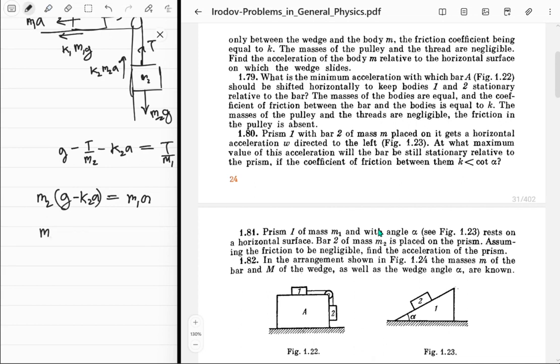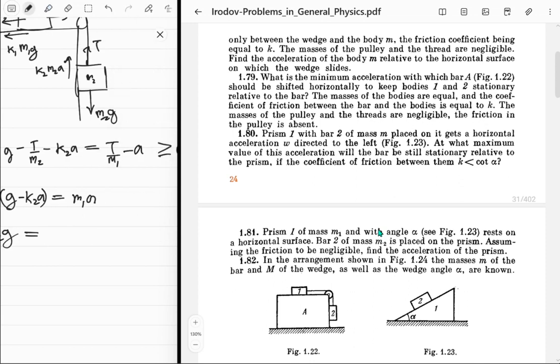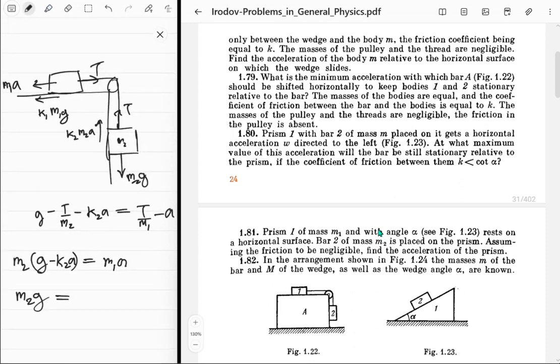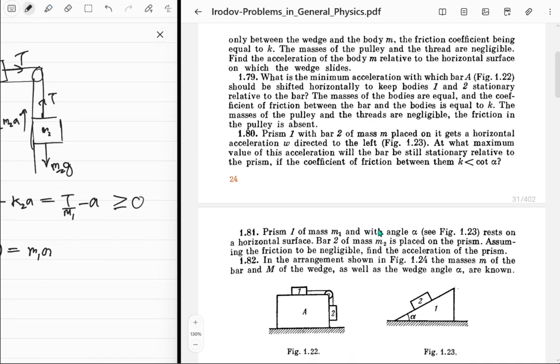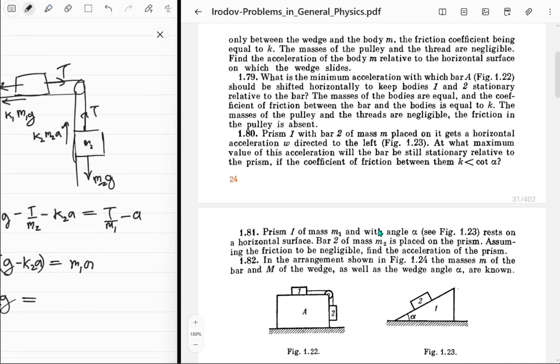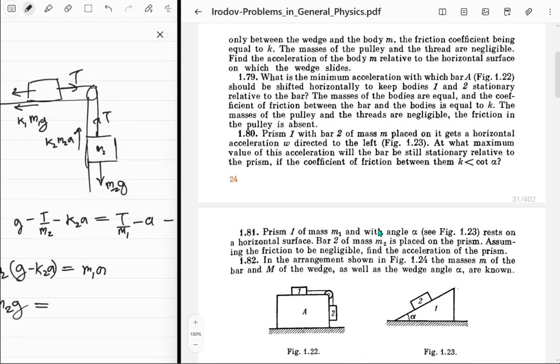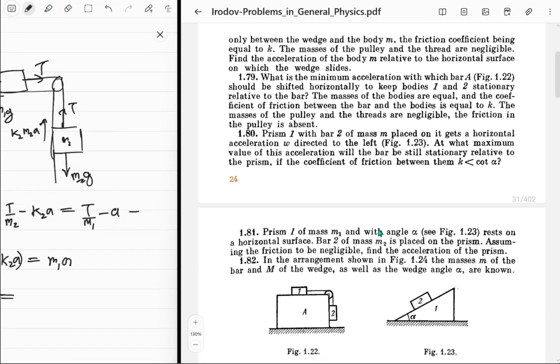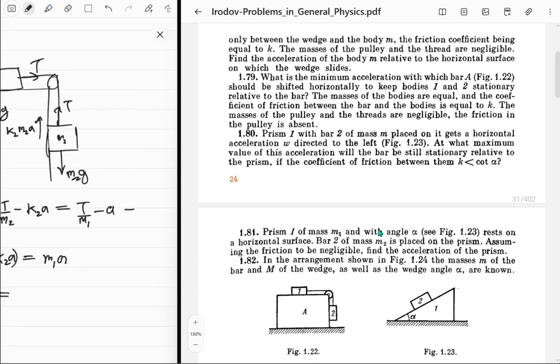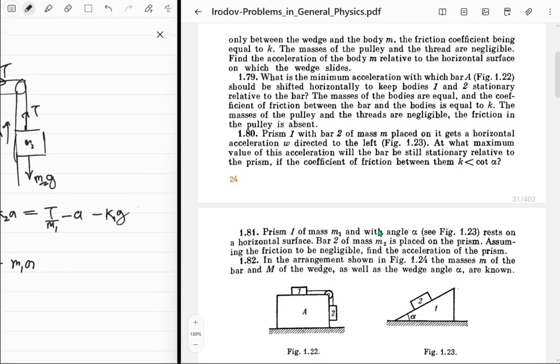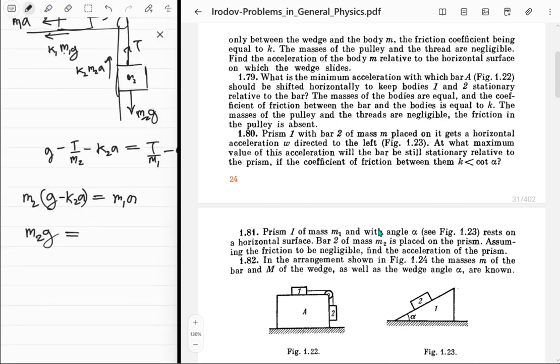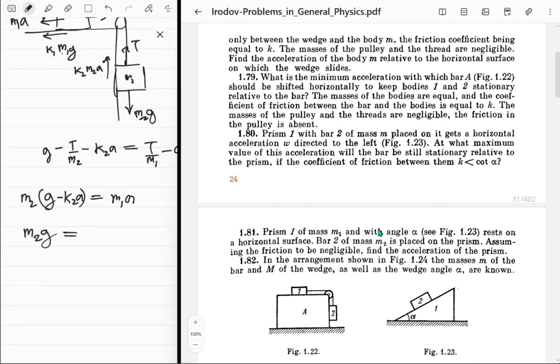Hey, this was actually very easy. m2g is equal to... oh, why is this not friction? I didn't take that into account over here. Sorry. Minus a and minus, so friction pushing it back, divide by m1, so it's going to be k1g. Cool, that's equal to 0. So this is not correct, it's slightly different.